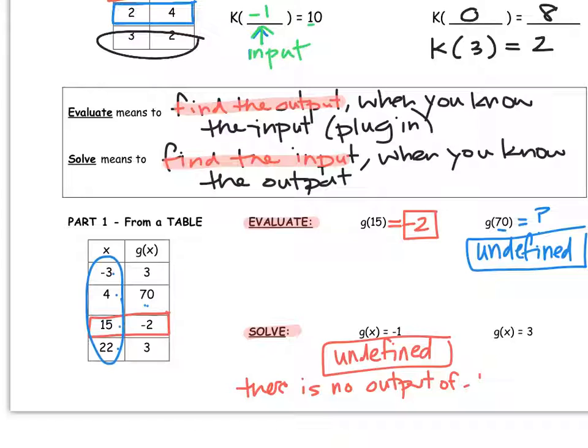All right, the next one, g of x equals 3. Again, that means that 3 is an output. So we scan our table and we look for an output of 3. I see one here, output of 3, and I see one here. I'm going to circle those. That actually means that we have 2 answers for an input. One answer is x equals -3. The other answer is x equals 22. Both of those x's give an output of 3.